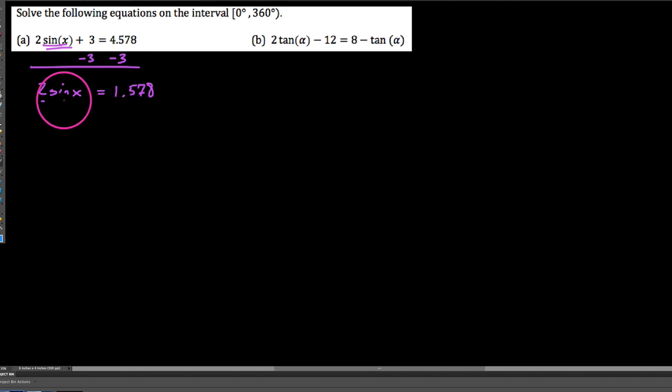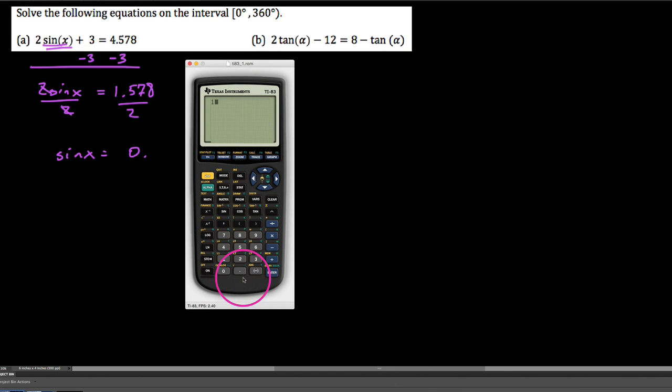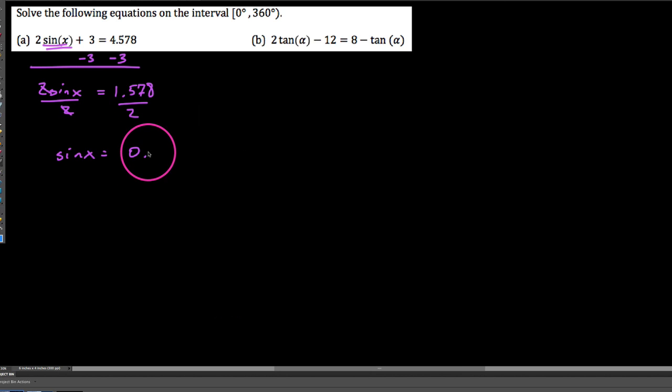Do a little mental math here. If I divide this in half, what we end up with is sine of x is equal to... Now I'm going to have to get my calculator out here. We say 1.578 divided by 2. We get roughly 0.789. So the question now becomes, what angles give us a sine value of positive 0.789?